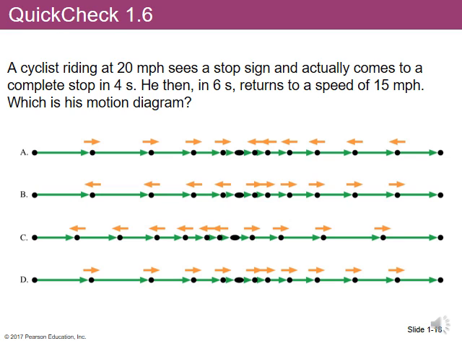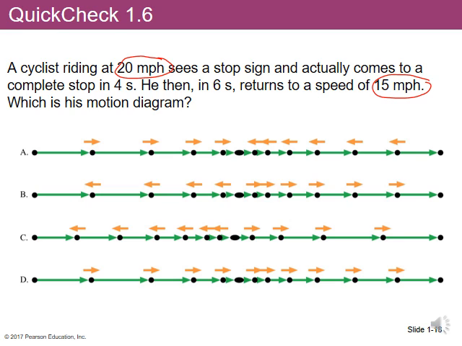Okay, did you get it? Let's see what the correct answer is. There's a couple things to notice here. First of all, notice that his initial velocity of 20 miles per hour is bigger than his final velocity of 15 miles per hour. So we can rule out some answers right there, right? We want to look for a motion diagram where the first velocity vector is bigger than the last velocity vector.